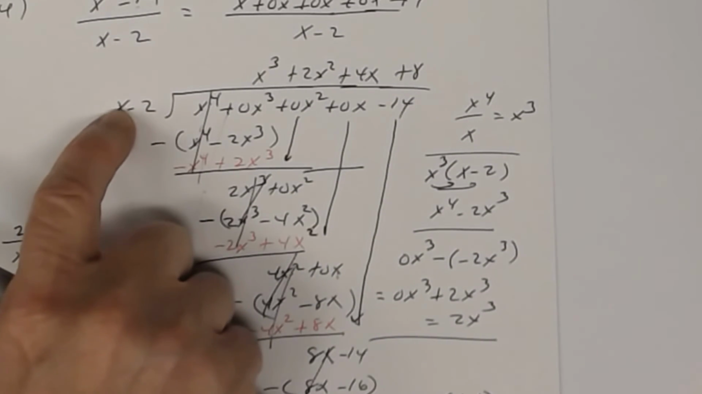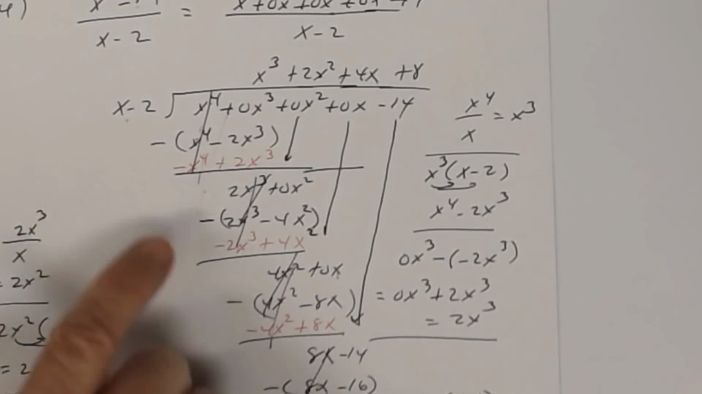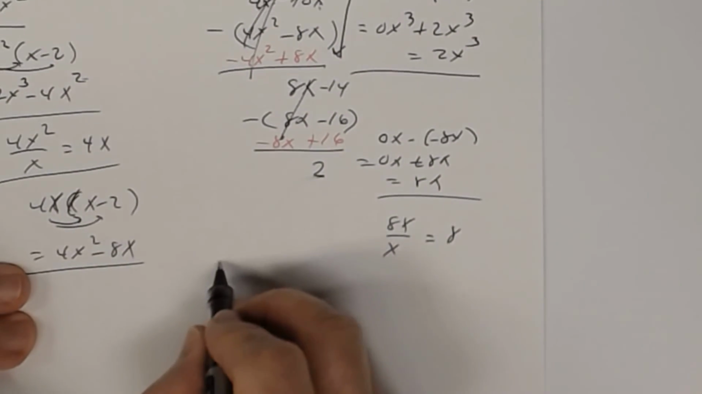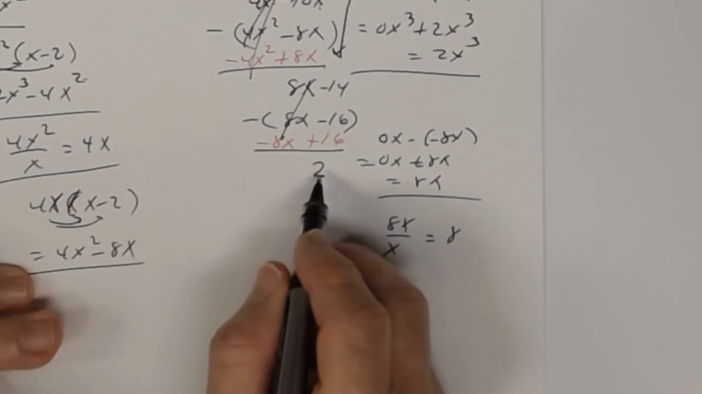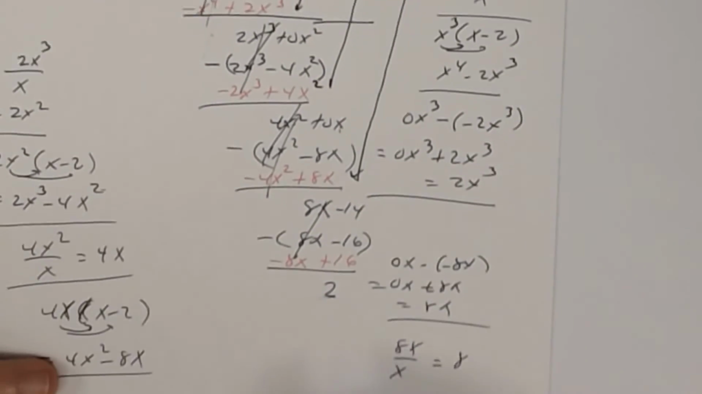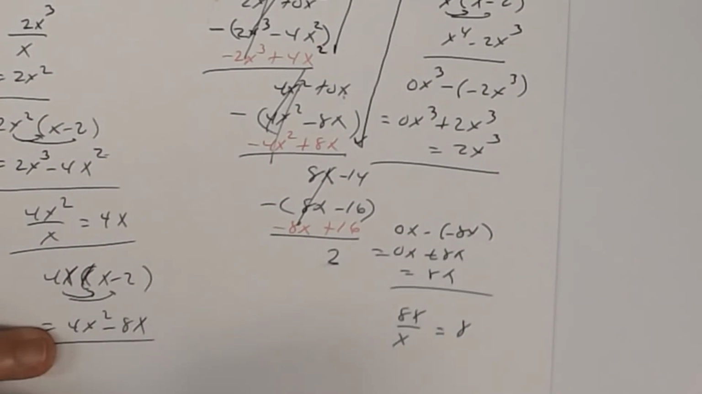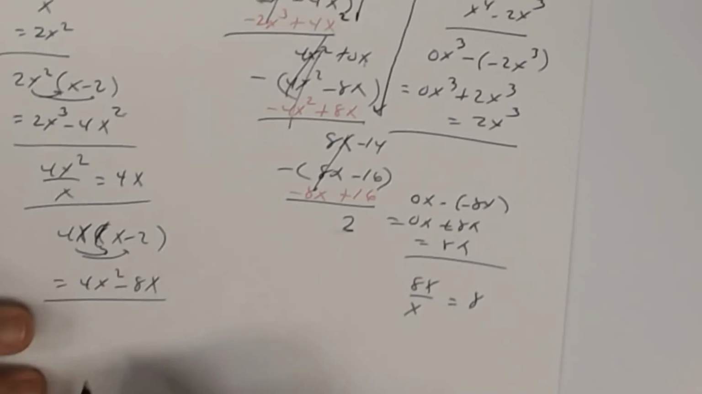The degree here is 1. x to the first, so 1. So you're done. Since the degree here is less than the degree of your divisor, you're done. You found the remainder. So that's your remainder, 2. So your answer, though, you're going to say this.